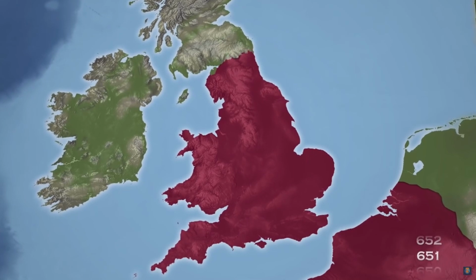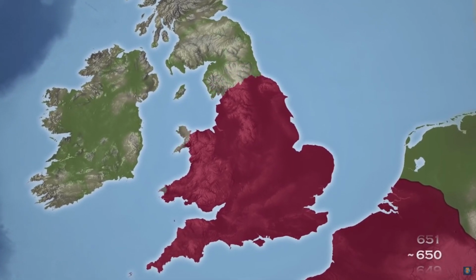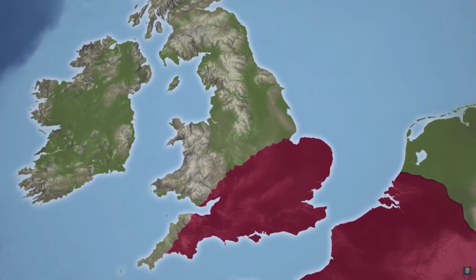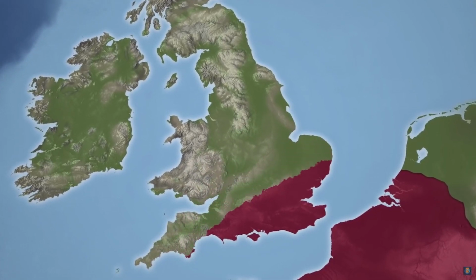As the Roman Empire began to fade from the British Isles, the area of modern-day England started to see a wave of migration from Anglo-Saxon Germanic tribes.